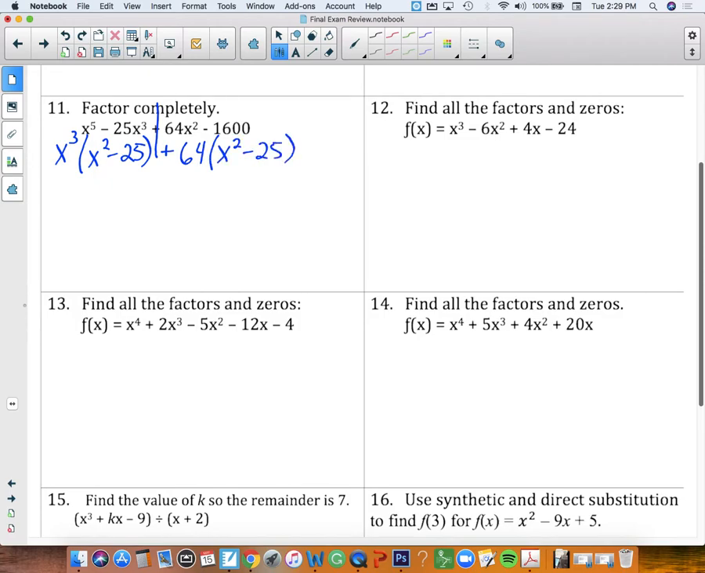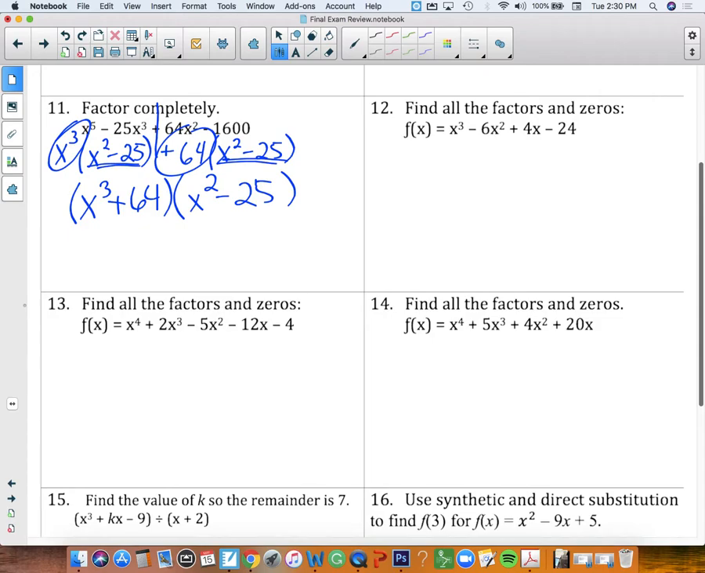Your goal with factor by grouping is to get the same thing in those parentheses, which we have. So now you take the things out front, put them in their own parentheses, and then you take the polynomial there and there, and put them together as 1, because that is my greatest common factor.